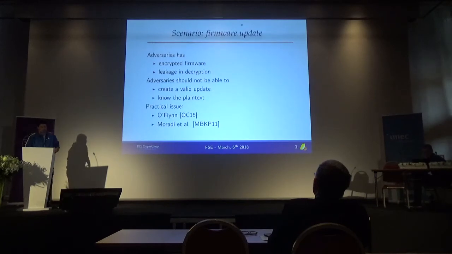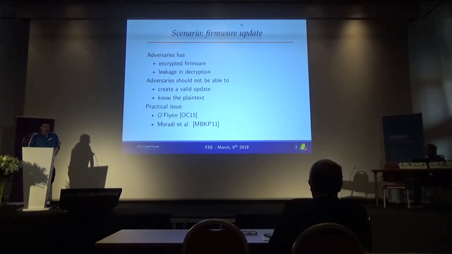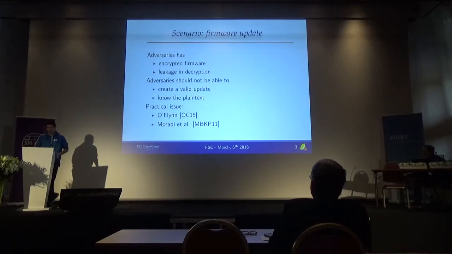We can think about a simple scenario where there is an update of the firmware. The adversary has the ciphertext of the encrypted firmware. Since he is updating his device, he can get a lot of leakage when he decrypts this ciphertext. What we want is that the adversary is not able to forge and so create a valid update with perhaps malicious Trojans inside. And after that, he is not able to recover the plaintext, because there can be intellectual property rights about the code.